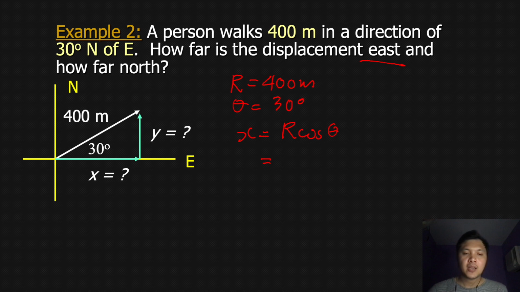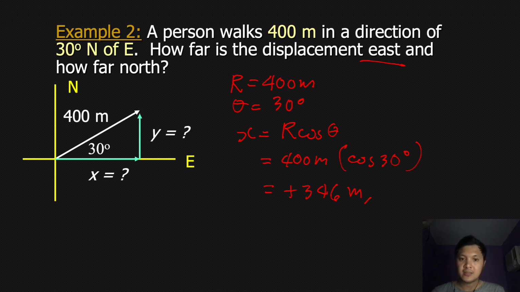Therefore, we have to multiply 400 meters by cosine theta, which is cosine 30 degrees. And then that is equivalent to positive 346 meters. And since it's going to the positive, or going east, we must put E. So this is x, the displacement towards east.